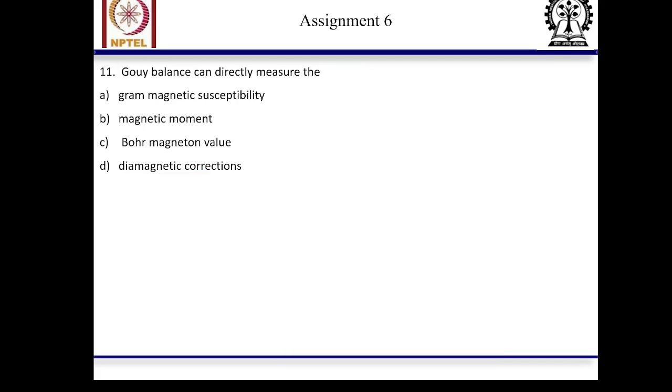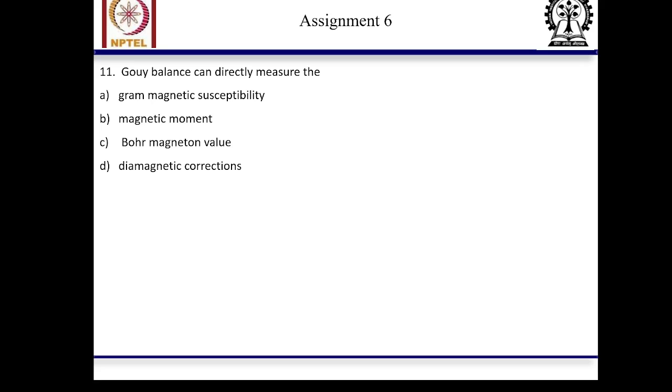The Gouy balance can directly measure the... What is the answer for question number 11? I think you can directly tell. Can you tell what is the answer for question number 11? The Gouy balance can directly measure. No, that's not correct.